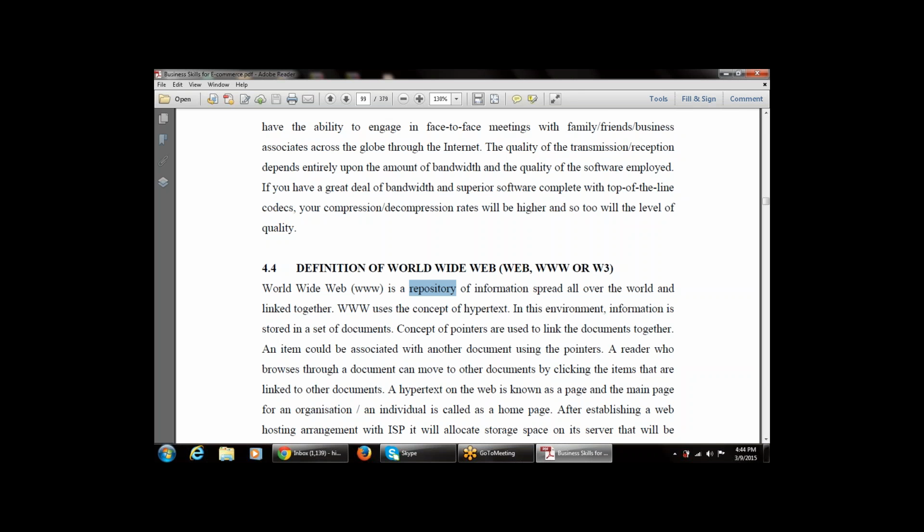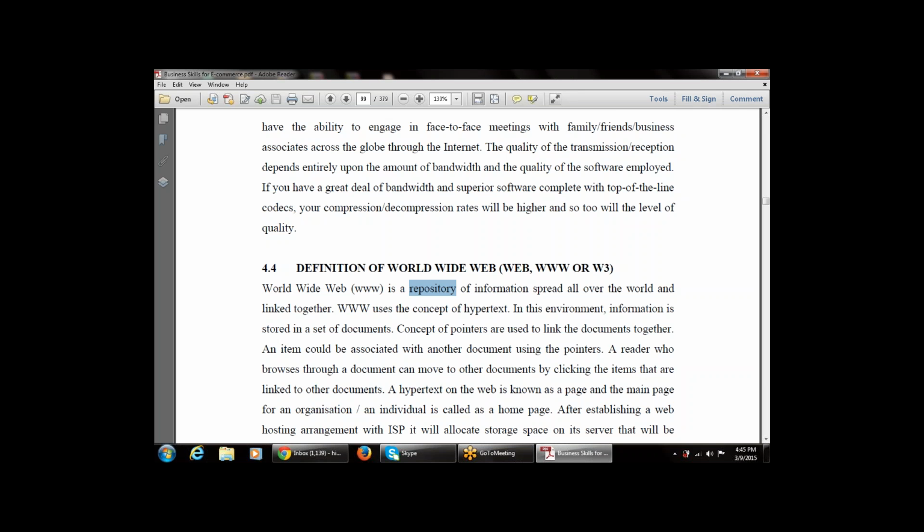WWW uses the concept of hypertext. That means navigating from one page to another. In this environment, information is stored as a set of documents, as a set of pages. The concept of pointers is used to link the documents together. So in simple terms, it is a collection of information that is linked together with each other.